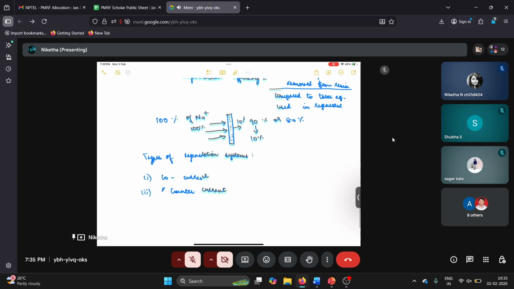Okay. So counter current and co-current. Co-current means both the flows are happening in the same direction. That is, the regeneration and the inlet are in the same direction.